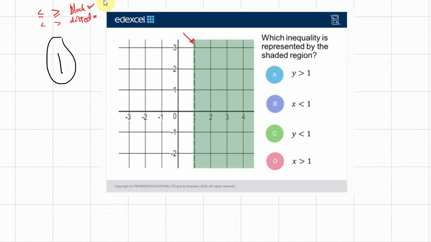So first we need to see, well, what is this line? Our x coordinate is always 1. This coordinate here would be 1, 0, 1, 1, 1, 2, 1, 3. So this is the line where x equals 1. However, we're not just going to leave it like that. We're doing an inequality graph. We've got a shaded region. So let's have a think.